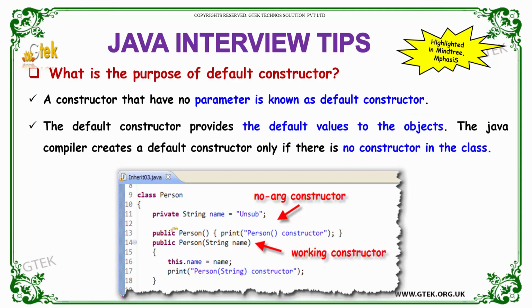If you see over here, we have a default constructor as this for the class person, because we don't have any argument to be passed for the person. Whereas in your second constructor, it has a parameter. You have to pass a name. So that is not a default constructor. That is a parameterized constructor.